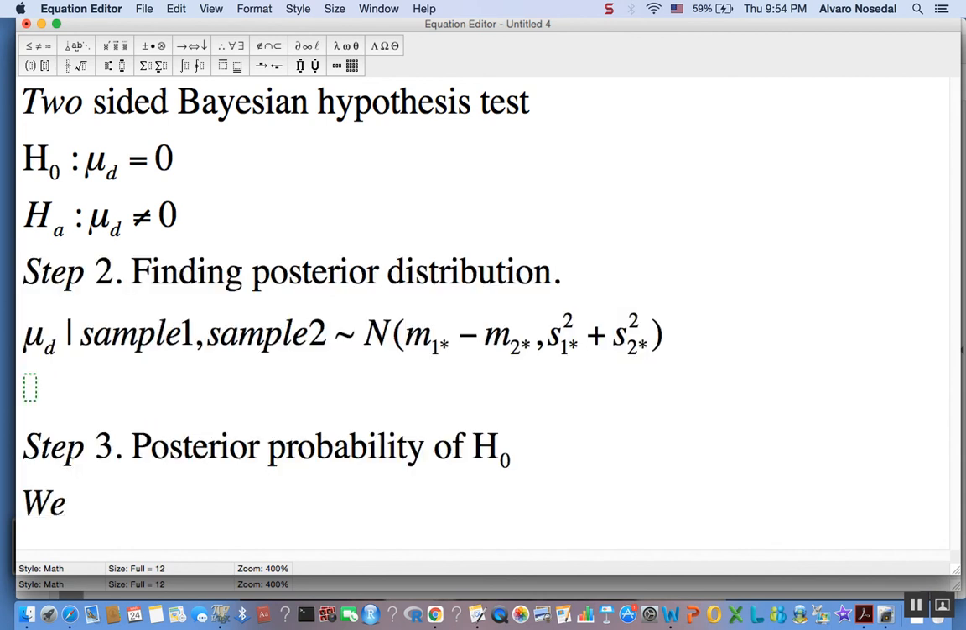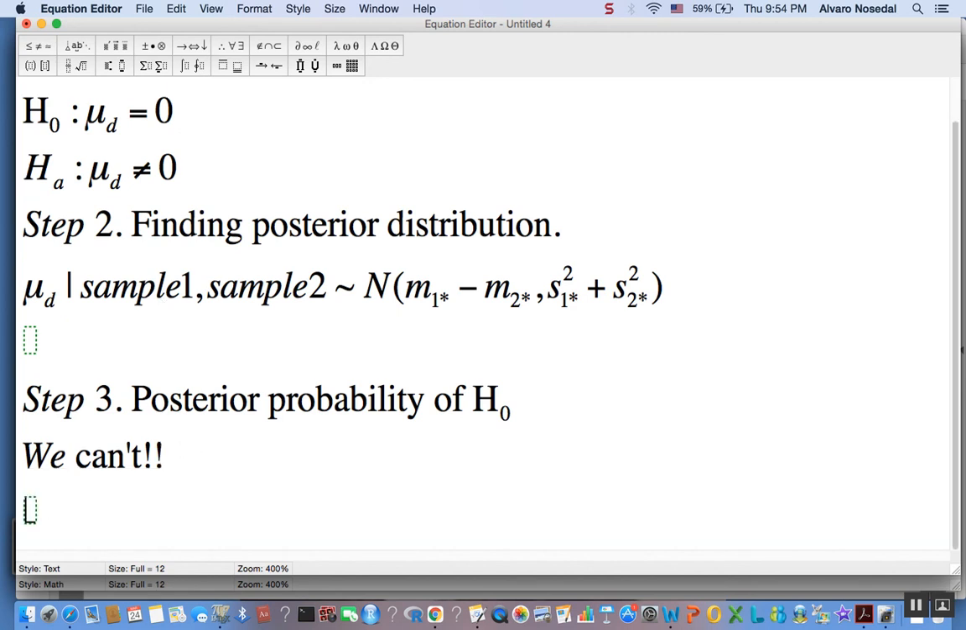We can't, because the posterior probability of a single point is 0. We have a continuous random variable here, a normal, so the probability that a normal is exactly equal to 0 is 0. So we know that what we have to do there is we use the credible interval for mu d, and then if 0 lies in the interval, we cannot reject the null hypothesis. Okay? So let's just say that.